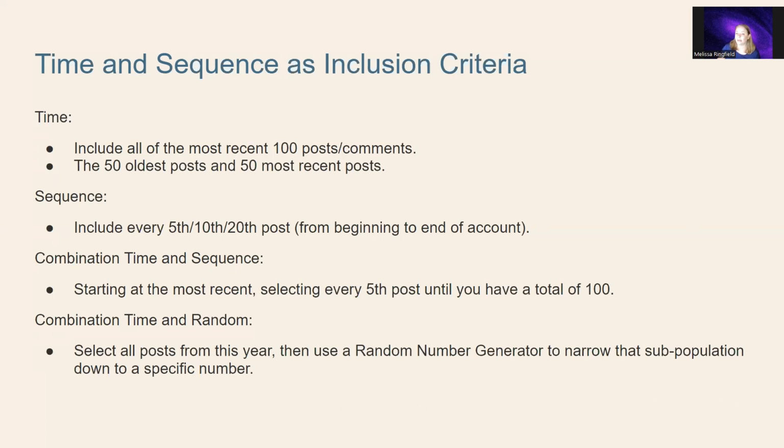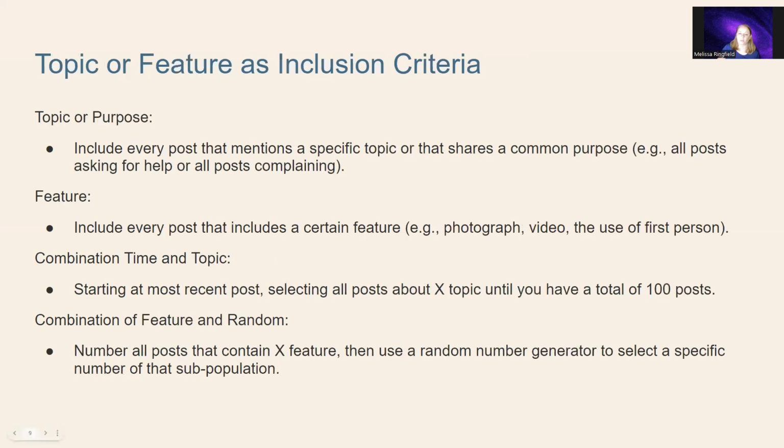This allows you to go back a bit further in time than just time alone. Combination time and random: you select all posts from this year, then use a random number generator to narrow that subpopulation down to just your sample number.